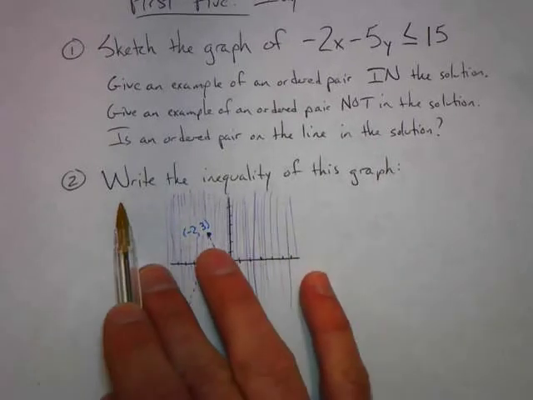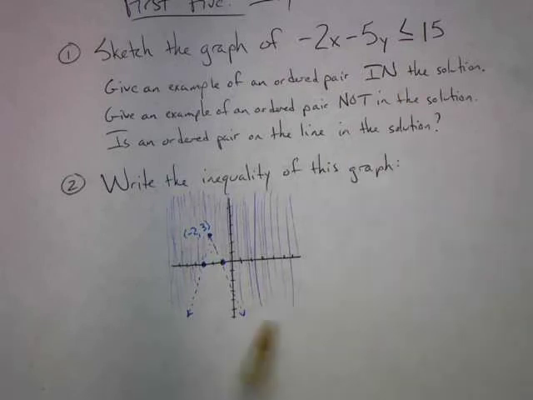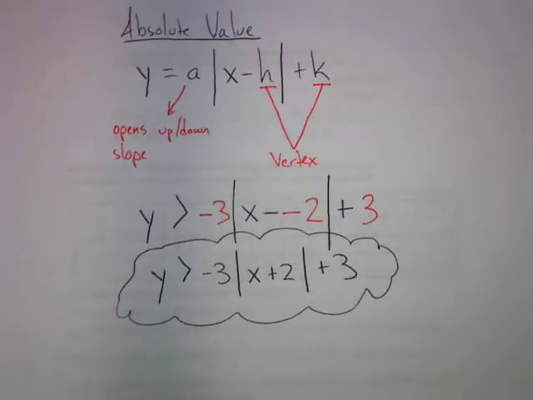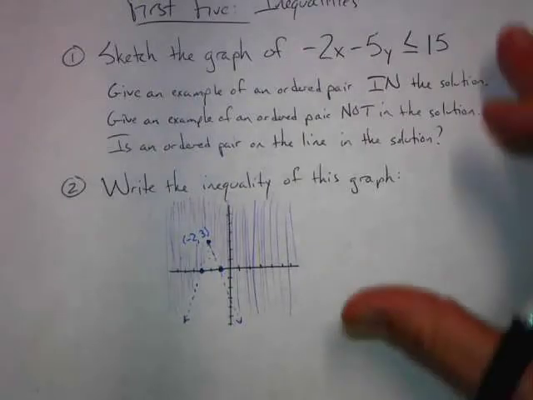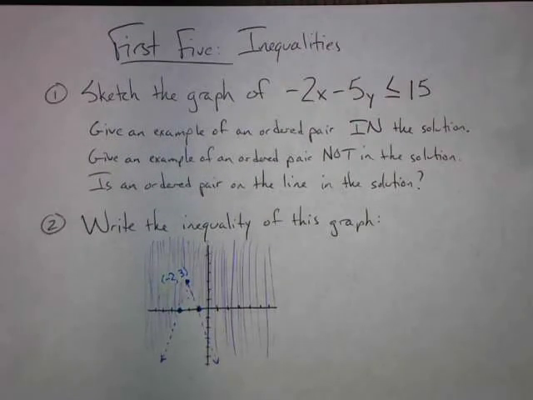And that is how we write the inequality based on graphing. We can look at the graphs and work backwards. And that's everything that we need to know now for linear style inequalities. Thank you.